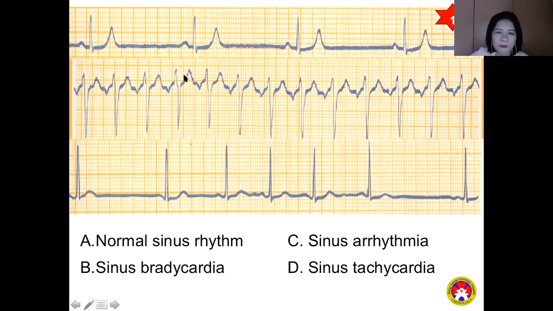But this one, we see regularly occurring PQRST complex, but this time the rate is 300, 150. No, this is more than 100. So this is around 110 or 115. So this is sinus tachycardia. But this one, at a glance you see an irregular R to R interval, but there is a P for every QRS complex. If the interval varies by more than 10%, then you call it sinus arrhythmia. So this is sinus arrhythmia.